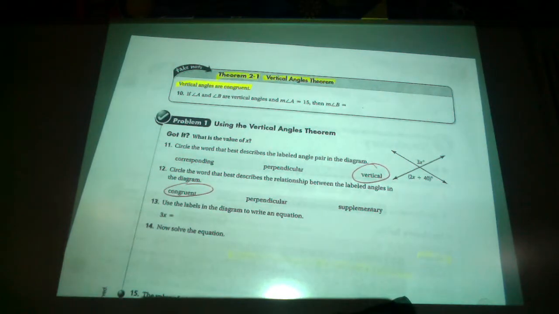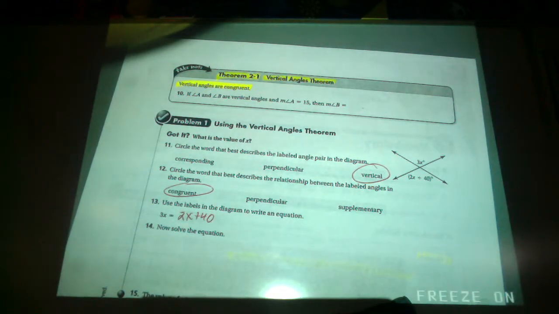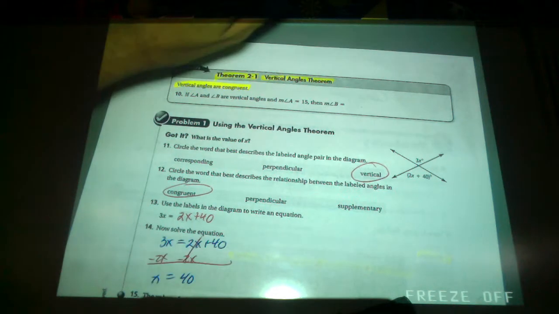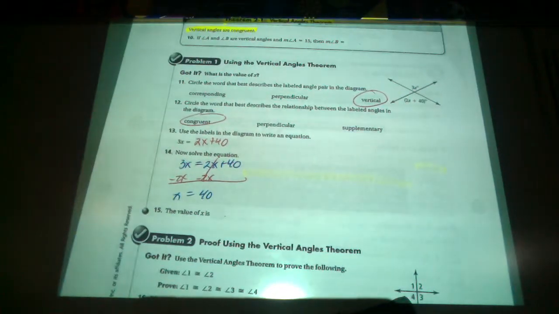Circle the word that best describes the relationship between the labeled angles. They are congruent. So use the labels in the diagram to write an equation. 3x is equal to 2x plus 40. And you solve that equation. Long solution, isn't it? So what did you get for x? 40.